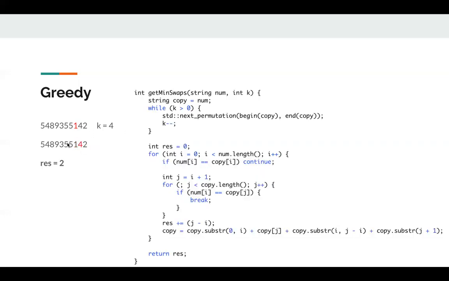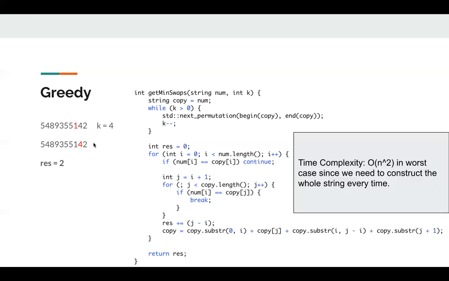So the time complexity, in the worst case, can be O(n squared), since each time the character may not be the same. Then we need to construct the copy every time. So it can be O(n squared) in the worst case.